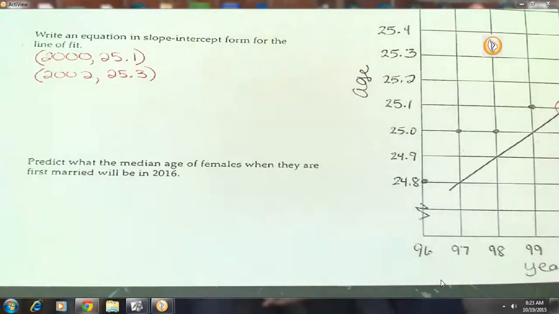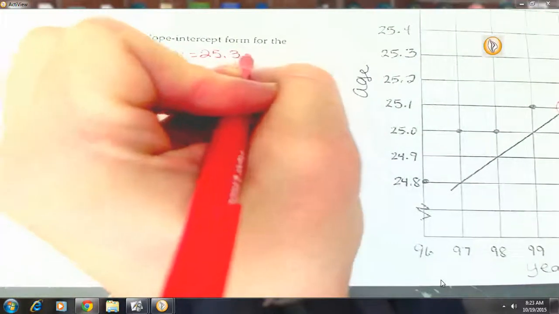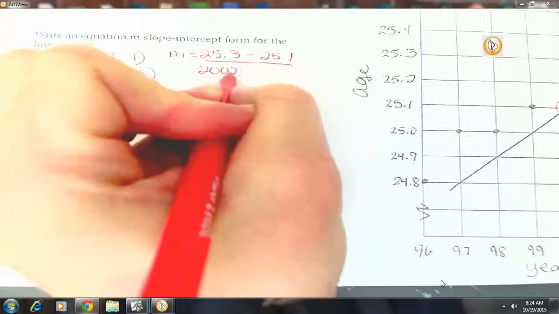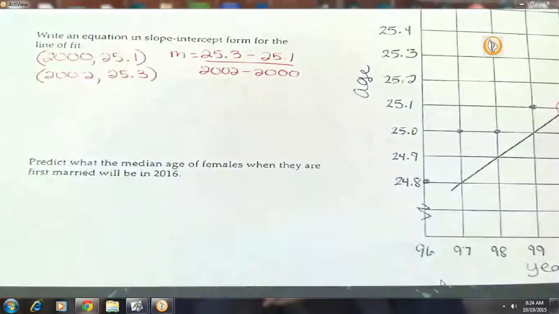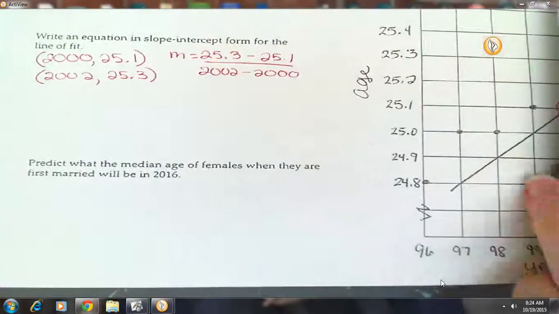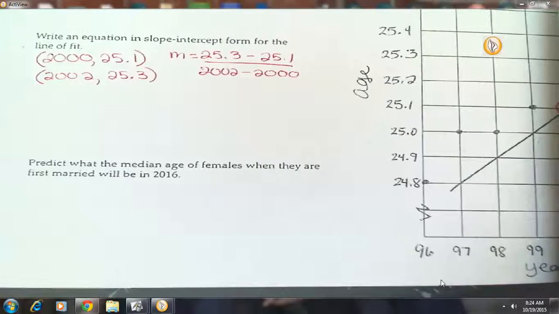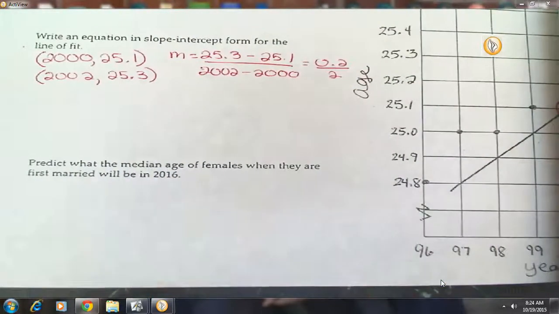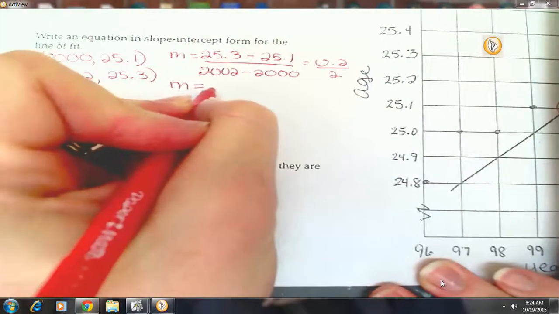The first thing we'll have to do is find what? Our slope. m equals 25.3 minus 25.1 divided by 2002 minus 2000. 25.3 minus 25.1, I have 0.2 divided by 2. So my slope is 0.1.